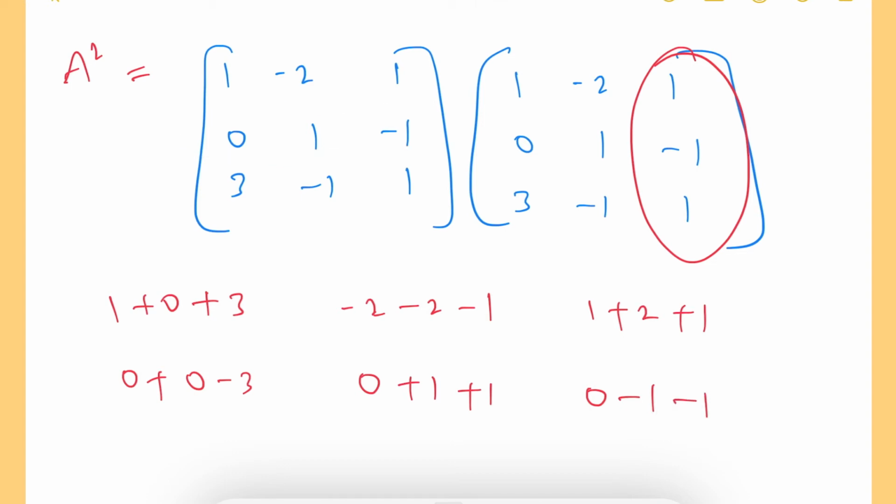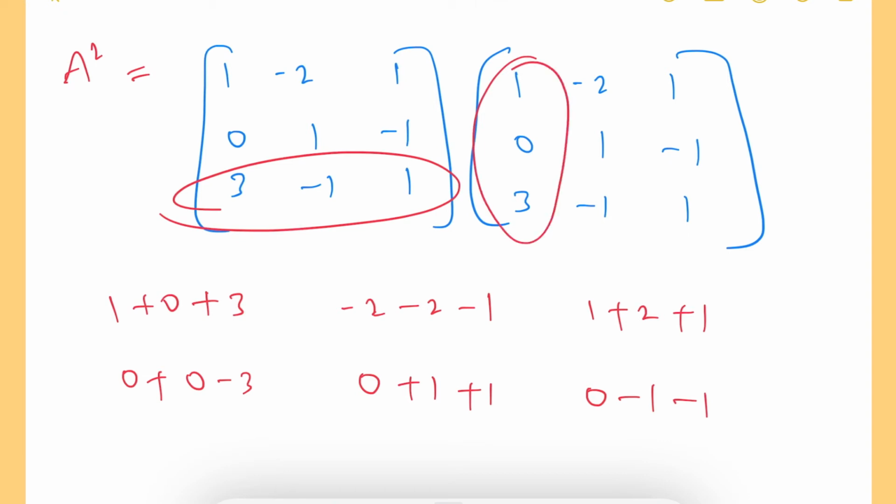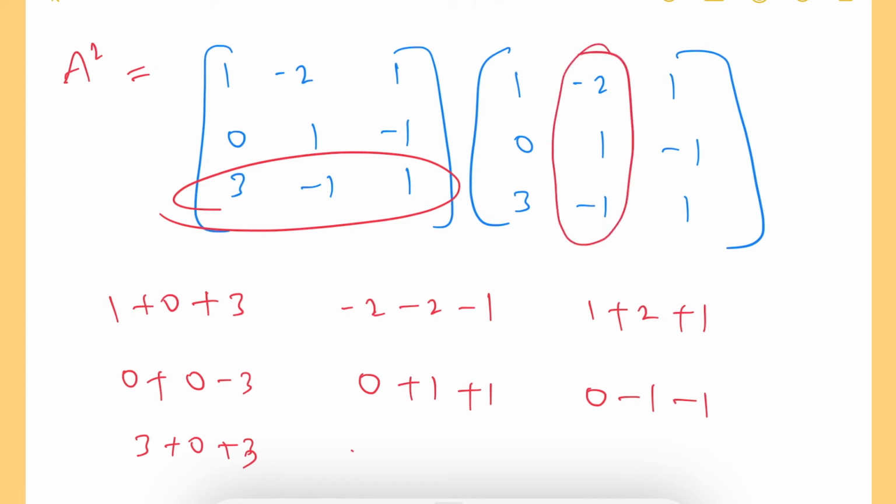Okay, second row also completed. Now let's move to the third row. Third row into first column. 3 into 1 is 3, minus 1 into 0 is 0, 1 into 3 is 3. Next, second column. 3 into minus 2 is minus 6, minus 1 into 1 is minus 1, 1 into minus 1 is minus 1.